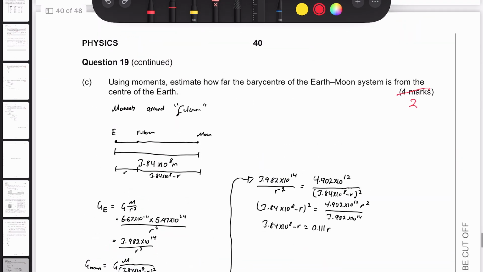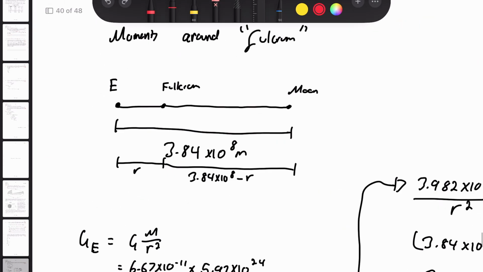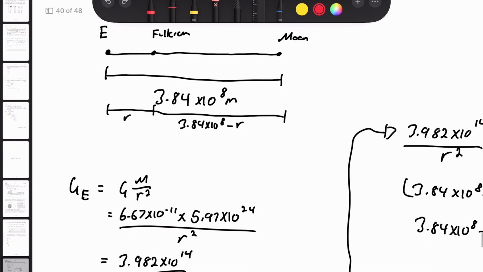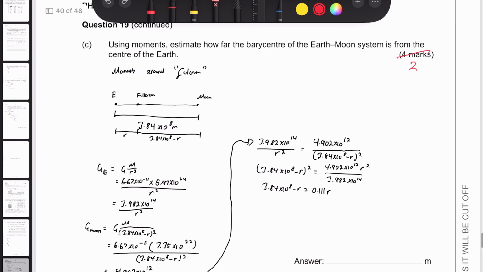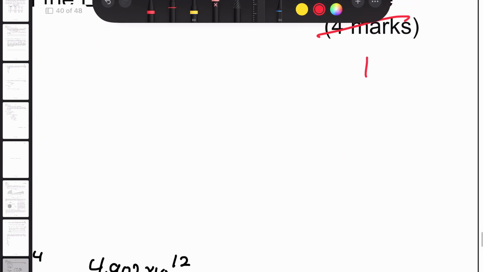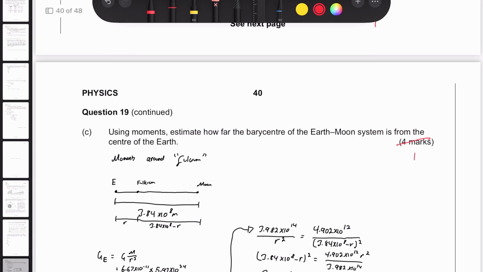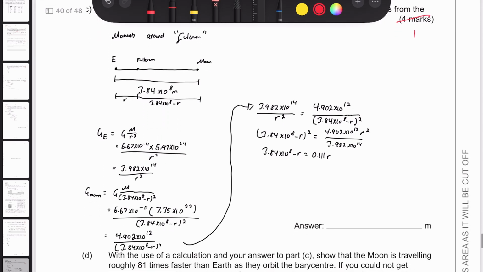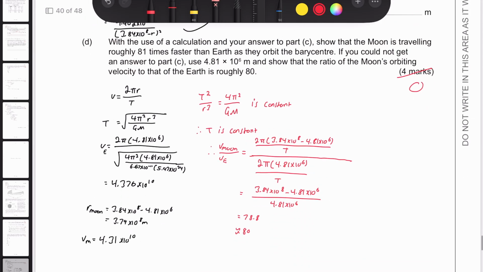But then I got 2 marks here, because you got 1 for using these values for the distances, and you got 1 for, oh wait, no, I should only have got 1 here, right? Hold on, let me check the marking key. Because I just realized what I was about to say. Yeah, no, because I didn't use moments around the barycenter at all, because I changed at the last minute. So okay, I'll take a mark off there.